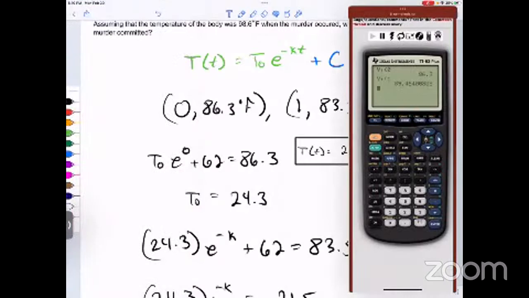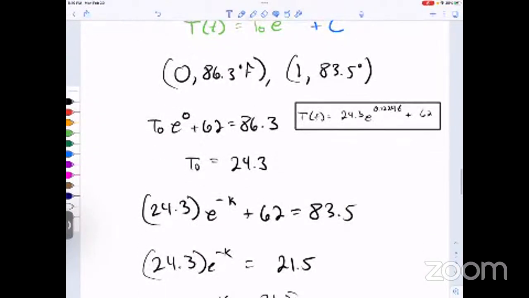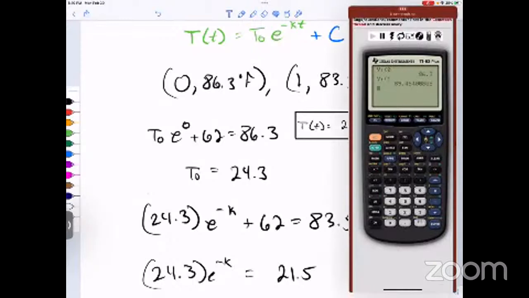T naught e to the negative kt, right? But this is times 0. So then that's T naught plus 62, 86.3, right? We get this for T naught, right? Let me just check one more time. 86.3 minus 62, okay, 24.3 looks good. So then we use the second piece of information.